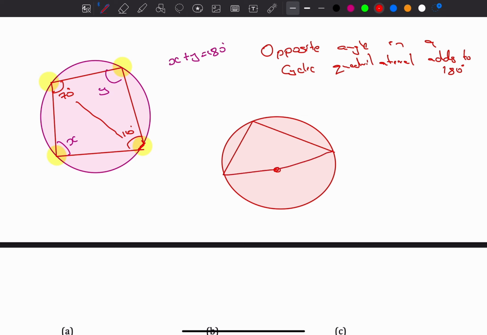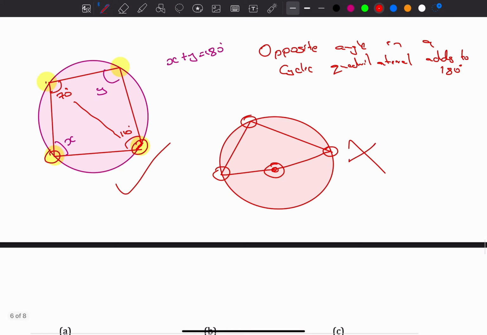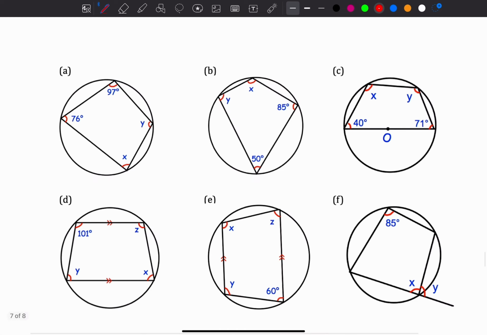But remember, that is not a cyclic quadrilateral because this one is on the circumference, that is on the circumference, but this corner is not on the circumference, it's somewhere inside the circle. So this is not a cyclic quadrilateral. That is. All the corners must be on the circumference, otherwise it's not acceptable.